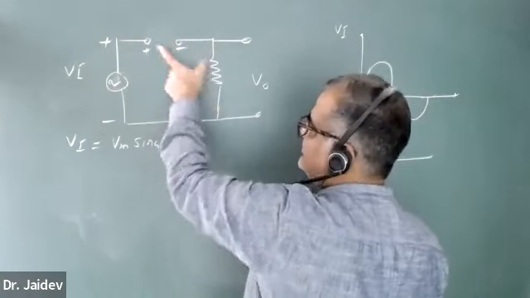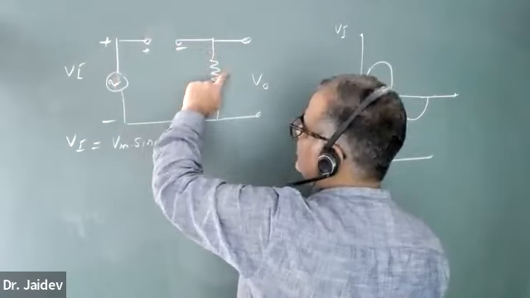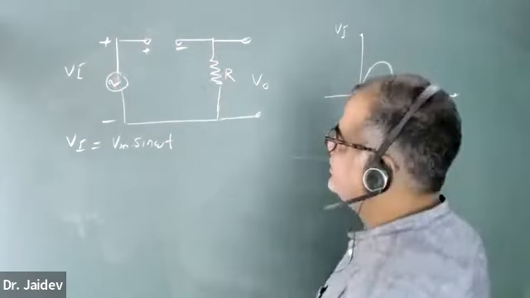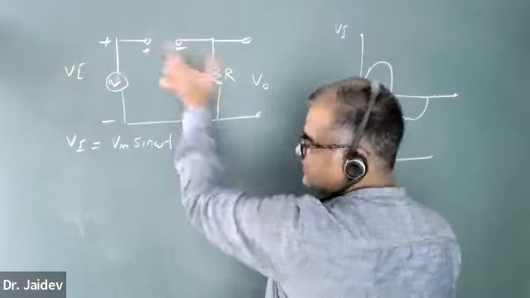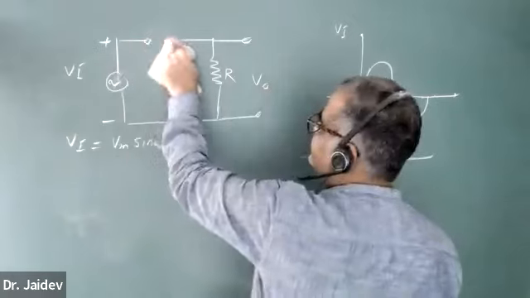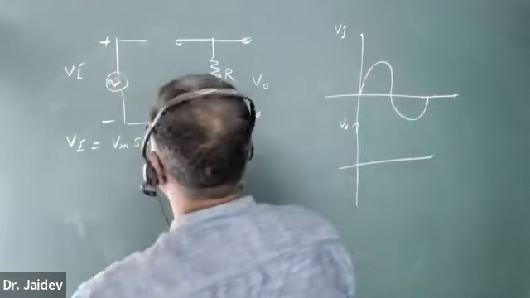So this is the one branch. This is parallel, because there is no current. No current means no drop across the resistance here, the voltage drop is zero. So whatever voltage you apply, that voltage is coming here. So for the positive cycle, there is a positive pressure, and your diode is forward biased.